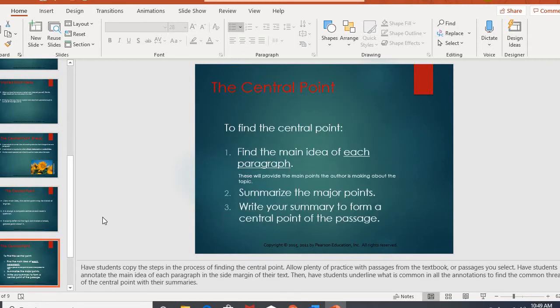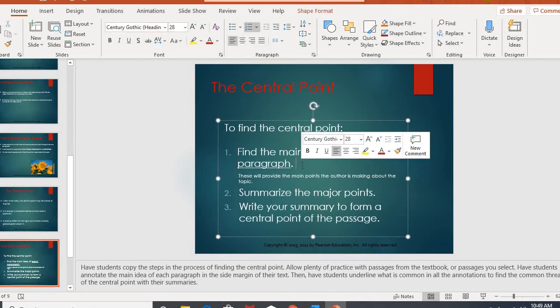Some tips on how to find the central point, depending on how long your article is. If you have maybe a 5-paragraph article, this wouldn't be too bad. Go through and find the main idea of each individual paragraph. Then looking at those together, that can help summarize what the whole article is about.